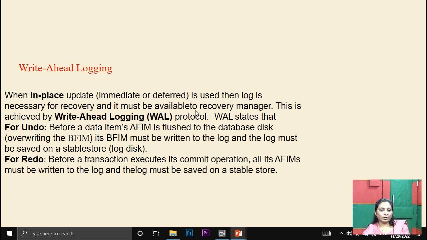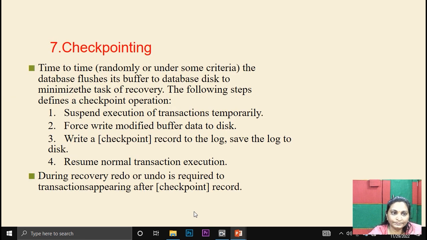The before image value will be stored. The after image value means the changed, updated value. The before image value means the value before the update. In undo operations, the before image value will be stored. And for redo, before a transaction executes its commit operation, all its after images must be written to the log and the log must be stored on stable storage. In redo operations, the after image data, that is the updated or changed data, will be stored.